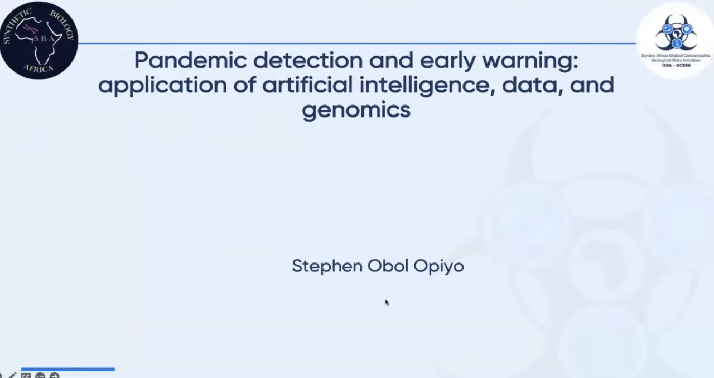Okay, my topic is pandemic detection and early warning application for artificial intelligence, data and genomics. My background is in data science and bioinformatics. What I'm going to do is talk about what has been done in the field of artificial intelligence, data, and genomics in pandemic preparedness, and how can we apply that in GCBR, okay?